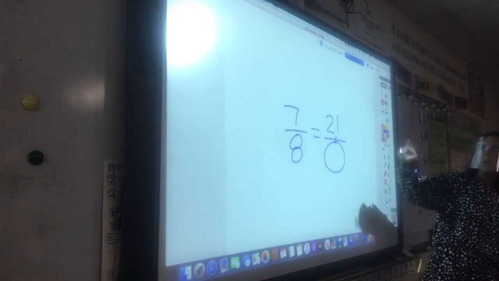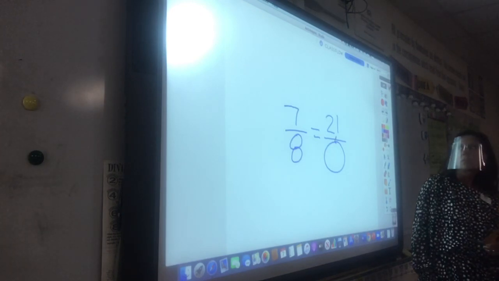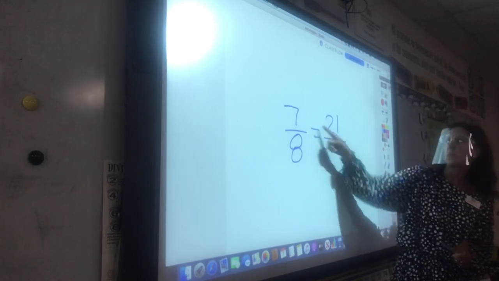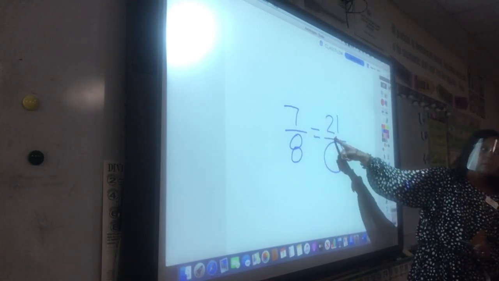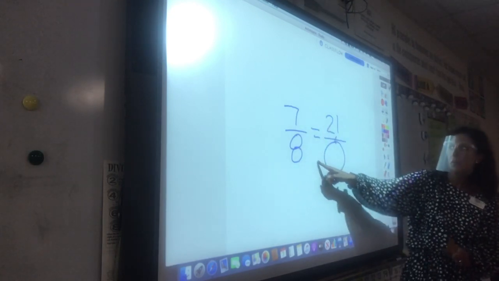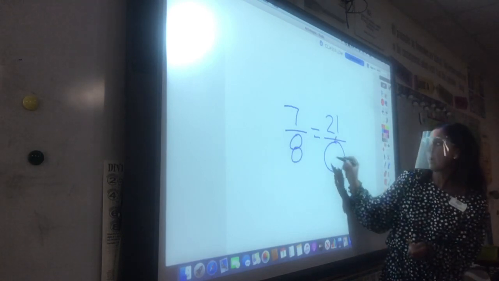So Macy, what happens from 7 to 21? You're multiplying. 7 times what gives me 21? 3. So you're multiplying by 3, which means I have to multiply by 3 here. So what's my missing part? 24. 24 is my missing part.